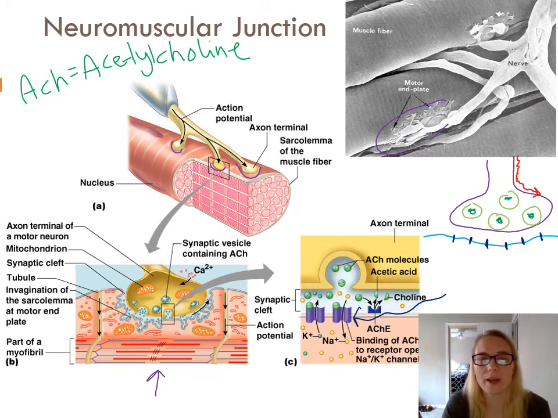We learned that word back in chapter 3, right? So it's fusing with that outer membrane. And then what you end up with is all of these acetylcholine molecules in this space called the synaptic cleft. Okay, so here's our synaptic cleft. It's a space; these membranes do not touch. So your motor neurons do not touch your sarcolemma.